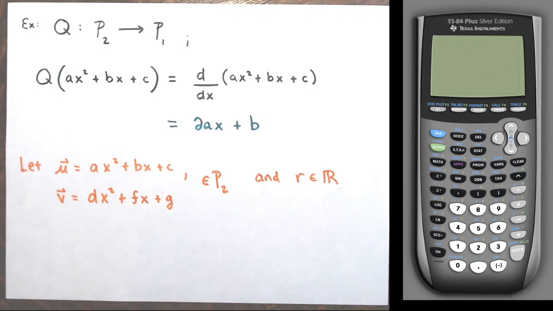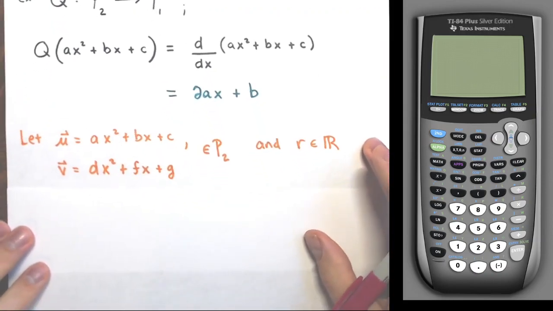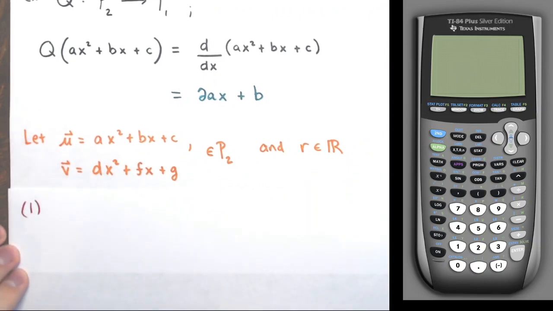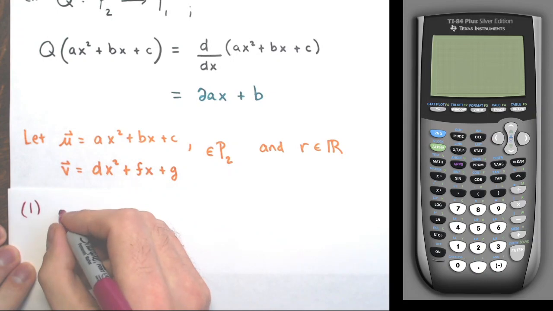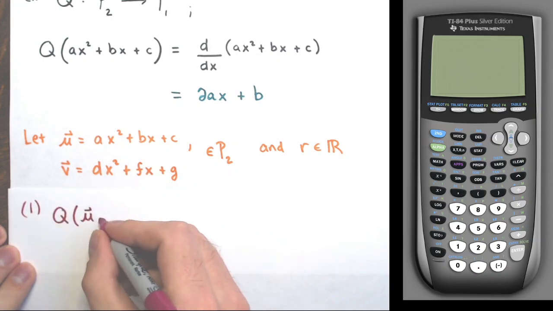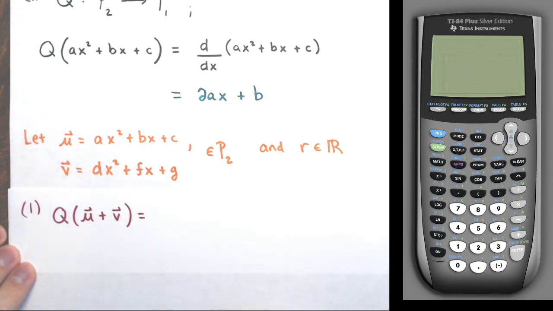All right. So same as the last two examples, question 1. Now this time I'm not going to write the question, I'll just put 1. We're looking at the additivity property. So first I'll evaluate, what's Q at u plus v.